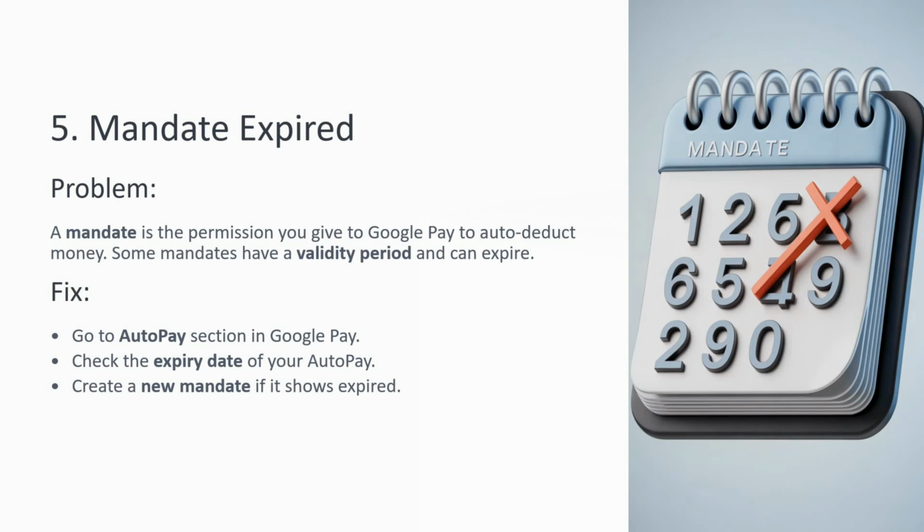Fifth problem is mandate expired. A mandate is a permission you give to Google Pay to auto deduct money. Some mandates have a validity period and can expire. The fix is go to autopay section in Google Pay, check the expiry date of your autopay, then create a new mandate if it shows expired.